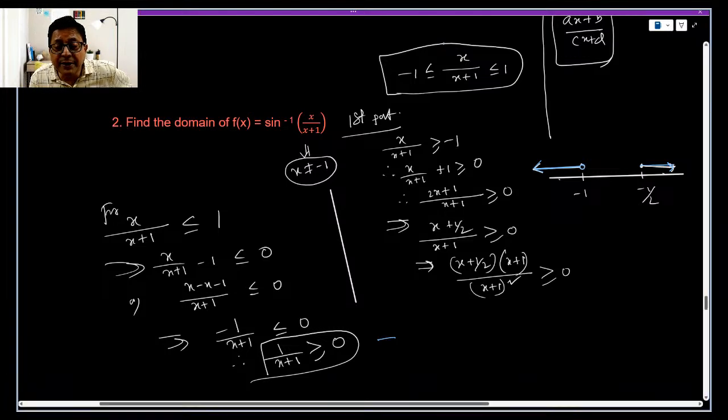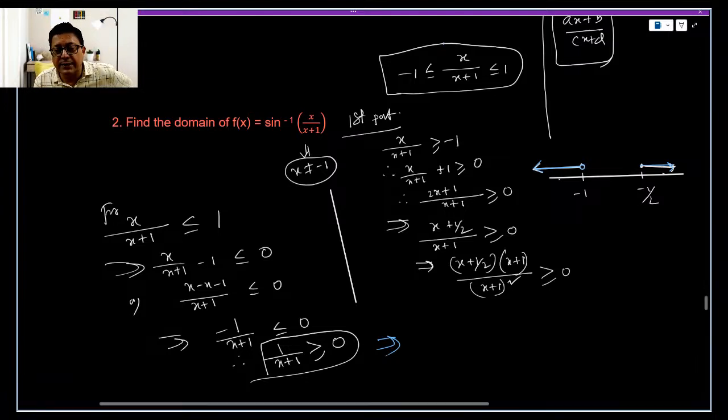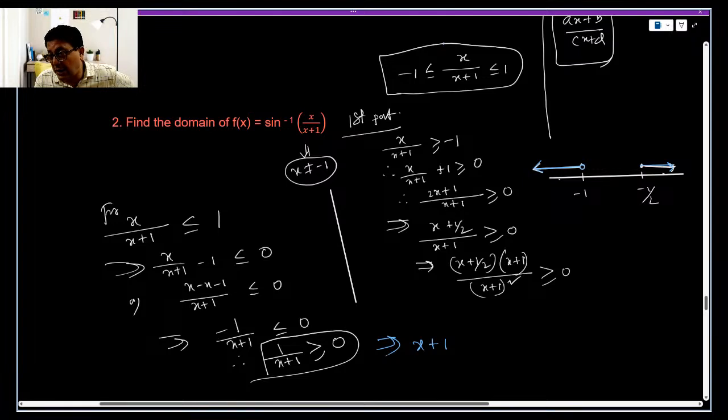Here what is happening? 1 by x plus 1 greater than or equal to 0. What does it imply? It implies that x plus 1 is greater than 0. Why am I writing only greater than 0? Because equal to 0 will make the thing undefined. So x plus 1 greater than 0. This implies x greater than minus 1.